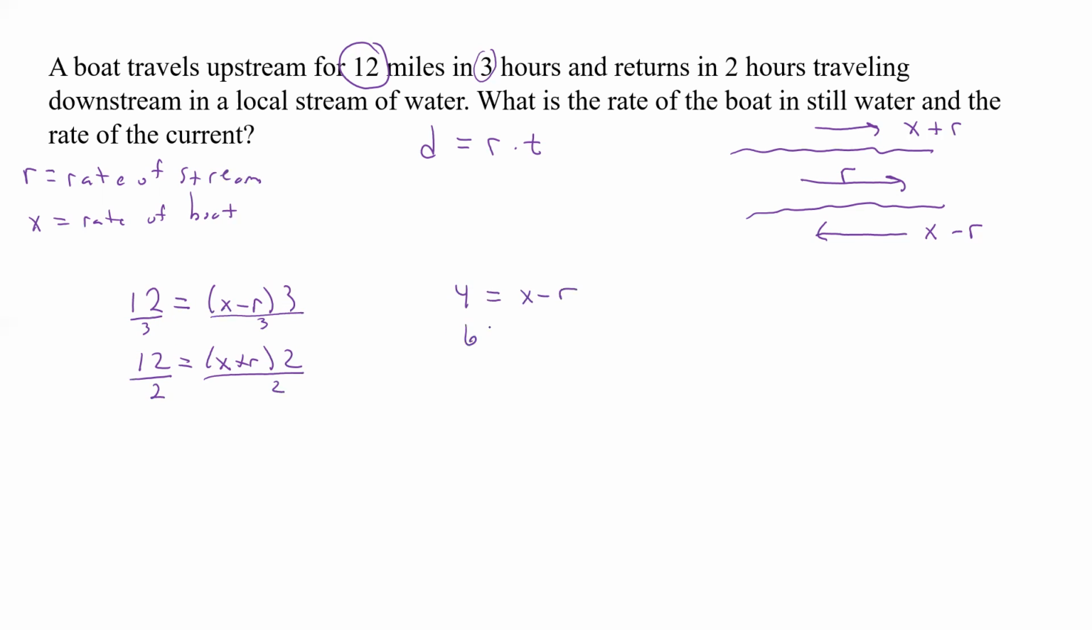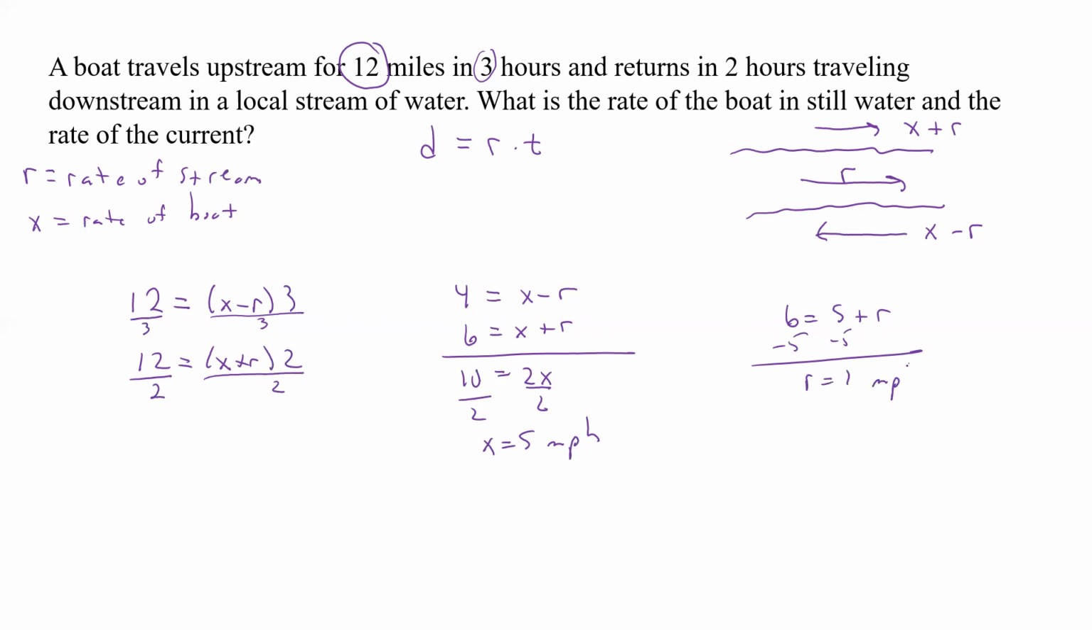Here, that's going to be 6 equals x plus r. Okay, those cancel. We get 6 plus 4 is 10 equals 2x. Divide by 2, x equals 5 miles per hour, because we know it's in miles per hour. Now we can plug that back into one of our equations. Let's plug it back into here, and we have 6 equals 5 plus r, subtract 5, r equals 1 mile per hour.